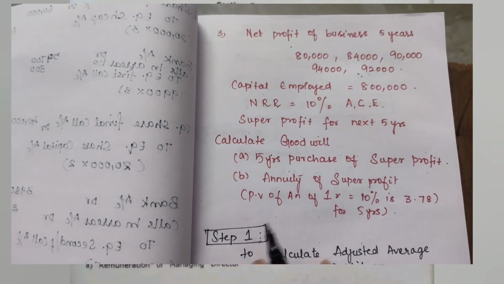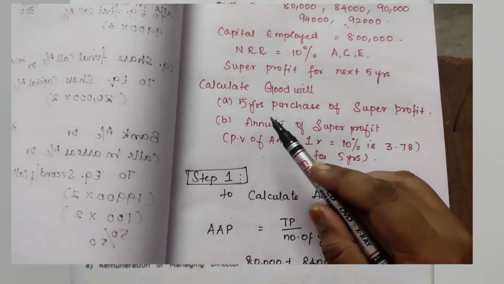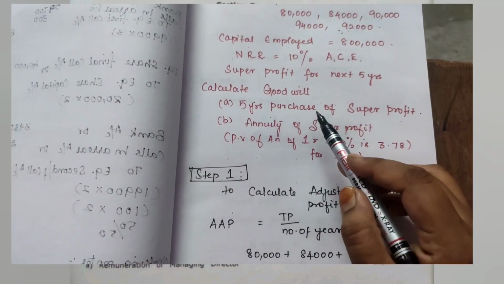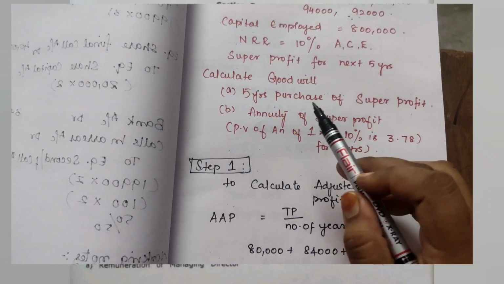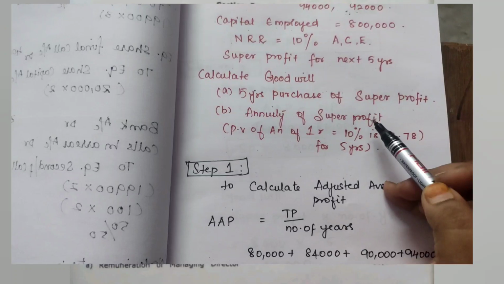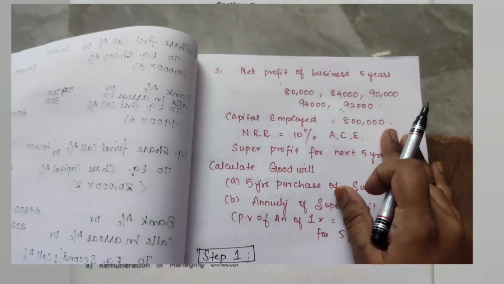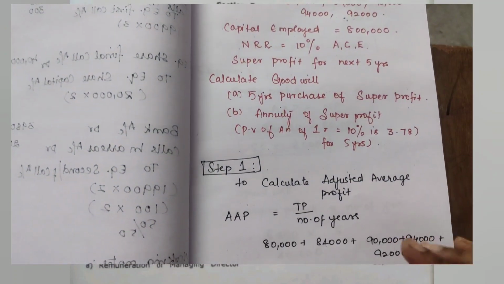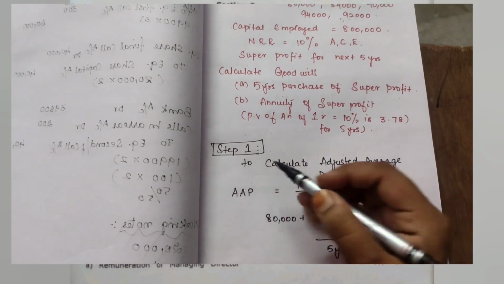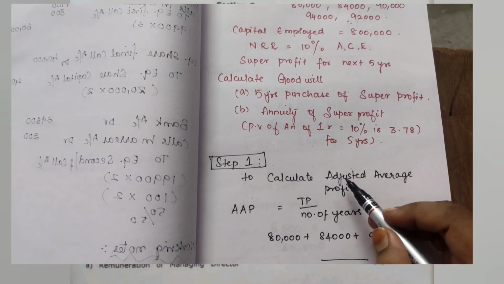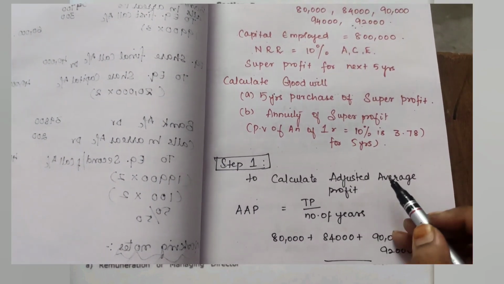So already we've discussed that we need to calculate goodwill, 5-year purchase of super profit, annuity of super profit. All of this we need to go through. The question is this, we have already gone through. Step one is, first we need to calculate the ARP, which is adjusted average profit.